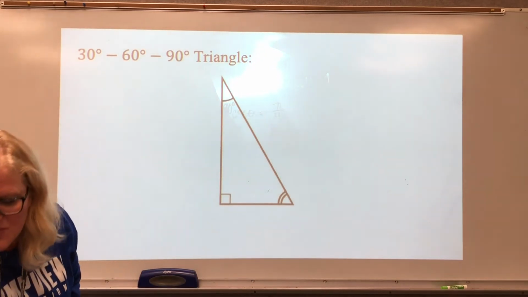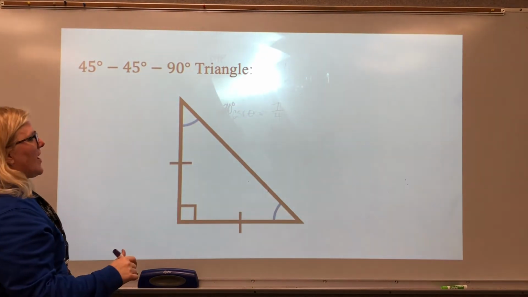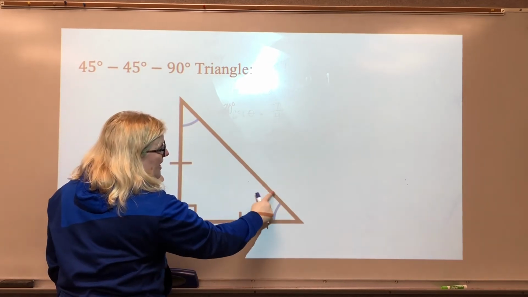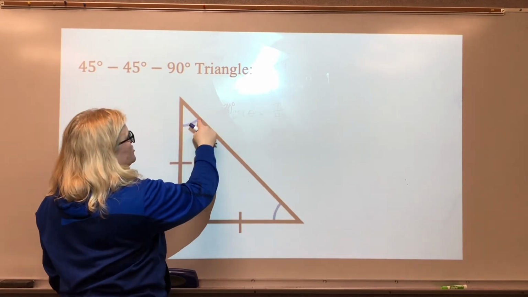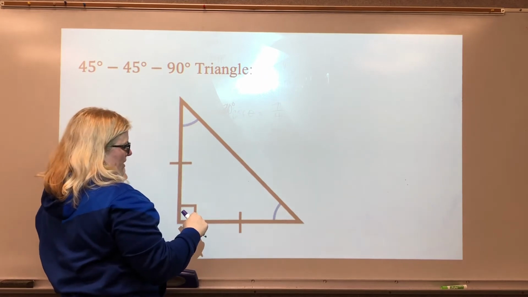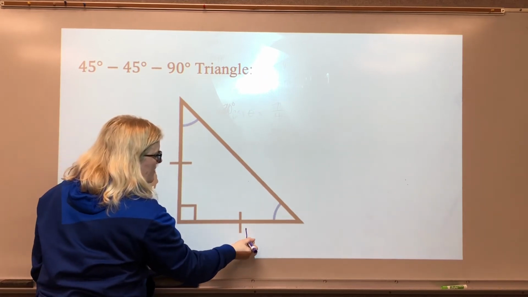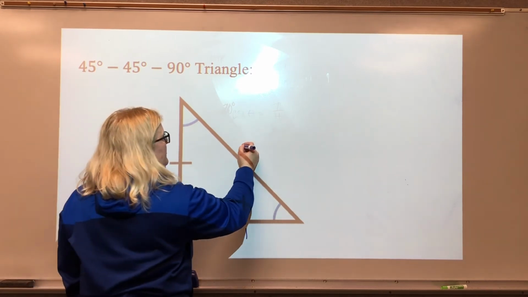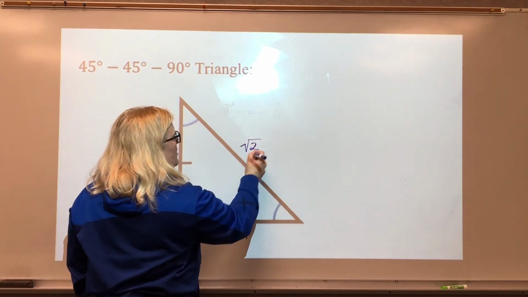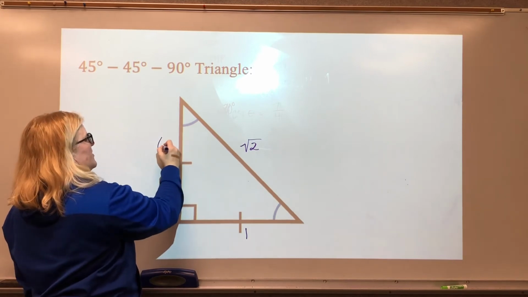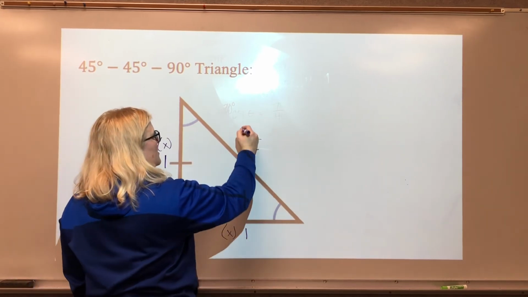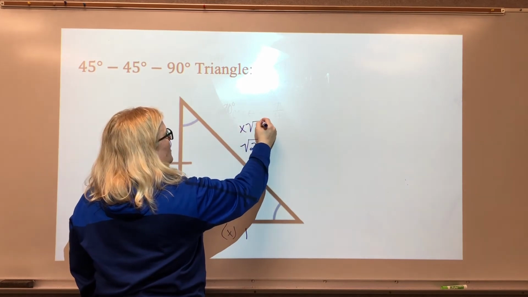Okay, next one is our 45, 45, 90 triangle. And this one's nice because I've got 2 sides the same length, and that's because I have 2 angles that are the same. So if this is 1 and this is 1, then using the Pythagorean theorem, this is the square root of 2. So again, if this side was x and this side was x, then this is going to be x times the square root of 2.